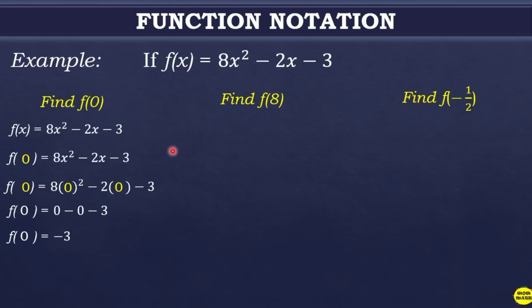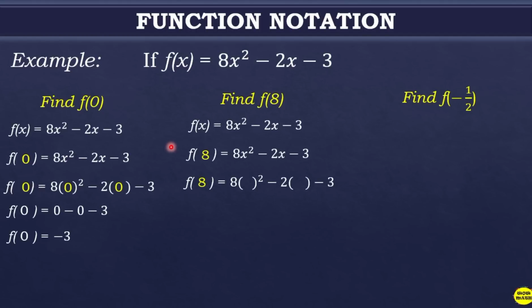Now let's solve for f of 8. So ang x natin dito is 8. So iyan po ang isa-substitute natin sa mga x natin. So we will get 8 squared muna, simplify nyo muna ito. So, 8 times 8, that is 64. Bago natin siya i-times sa 8.